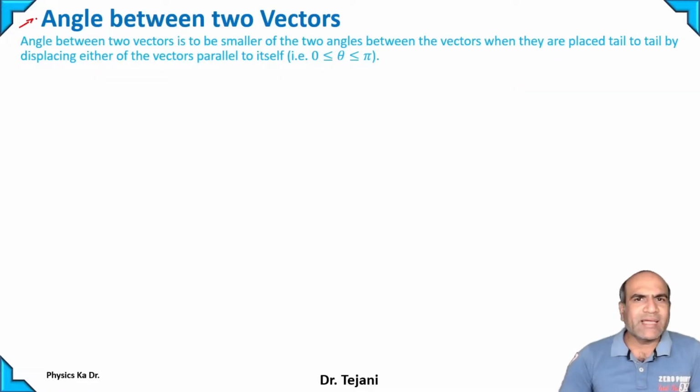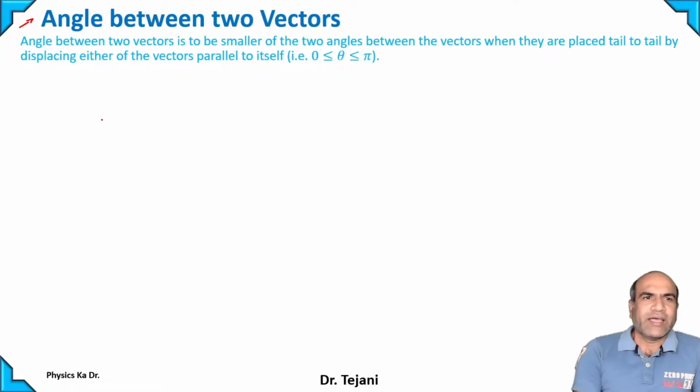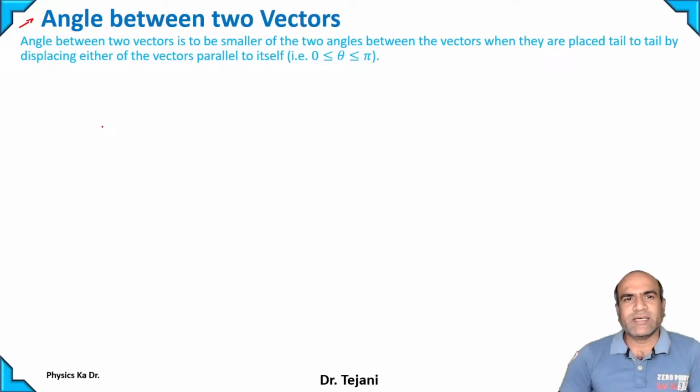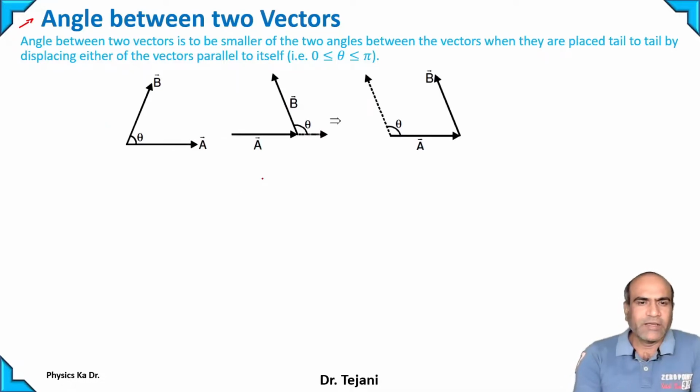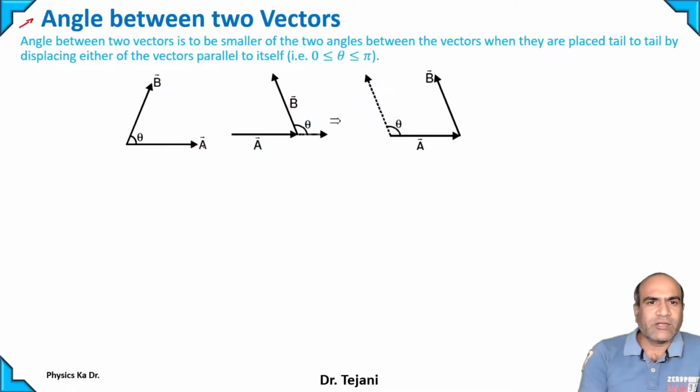So here, angle between two vectors. The angle between two vectors is to be the smaller of two angles. How do we consider the angle between two vectors? Say, for example, here in the drawing, vectors A and B are given.